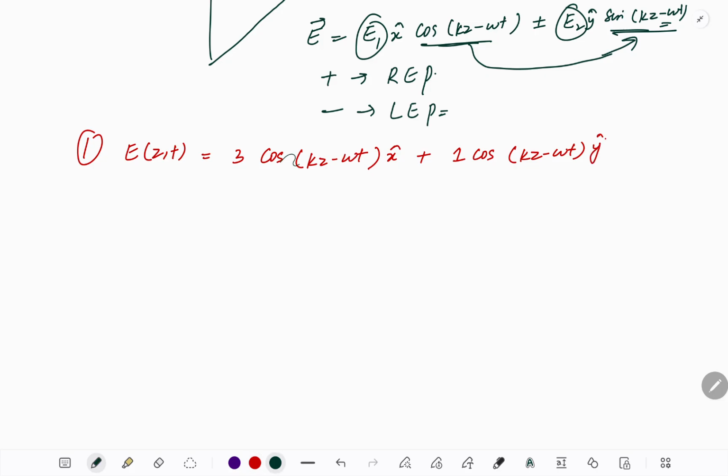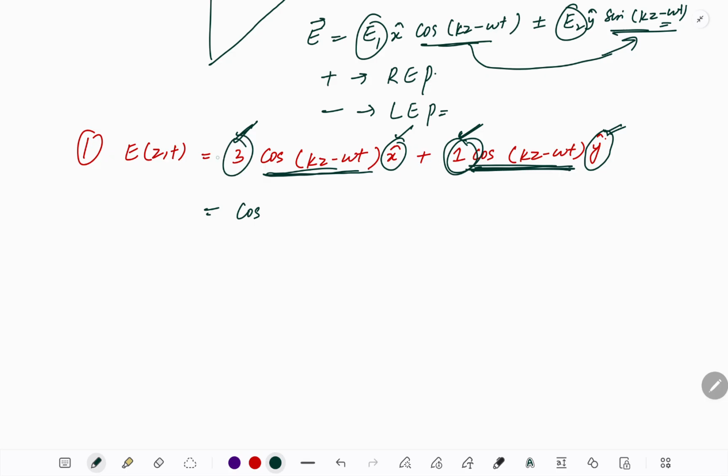If you see here, the electric field is 3 x cap, 1 y cap. But there is no phase difference. This is cos, this is cos. We can take cos common. Don't say in a hurry that we have unequal amplitudes, so it is elliptical polarization. Don't get confused. We see x cap and y cap. One is x, another is y, so it has to be either circular or elliptical. And since the magnitudes are unequal, so it is elliptical polarization.